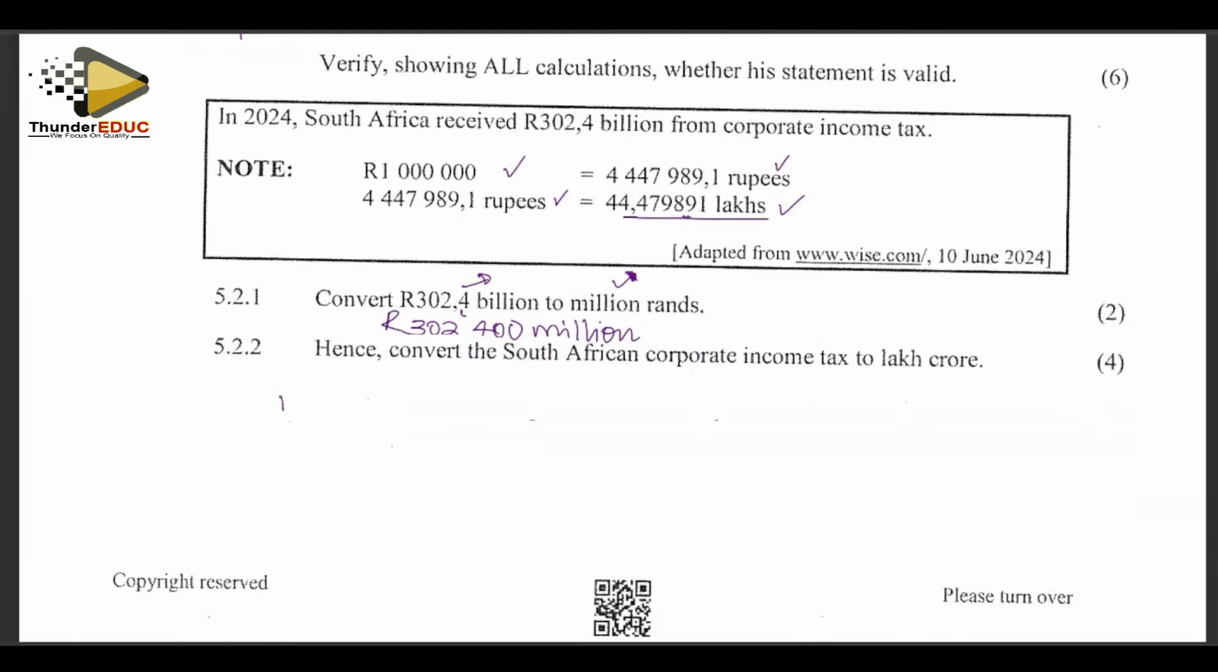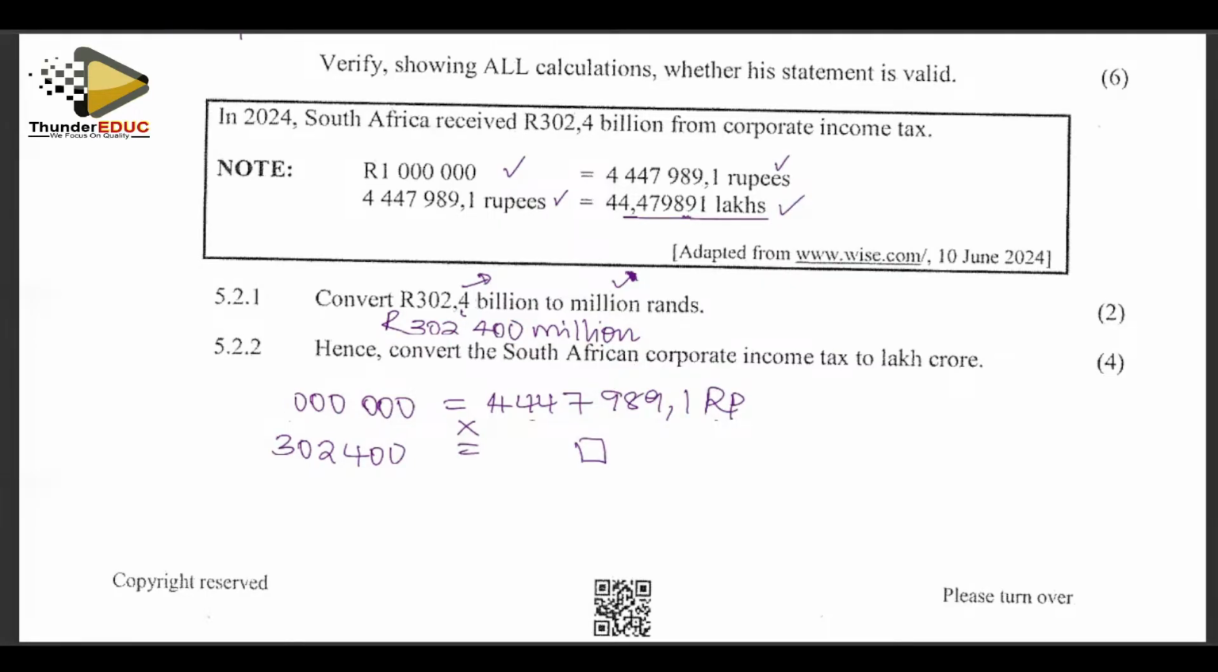So you ask yourself, if 1,000,000 rand gives you 4,447,989,1 rupees. We are converting the South African to lacquer cost. So there's no South Africa to lacquer cost. It's rupees. Then we have to change the money to rupees. So this is 302,400 equals to a given number here. Multiply, and divide by 1,000,000.